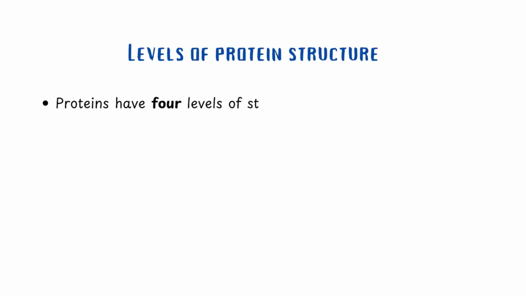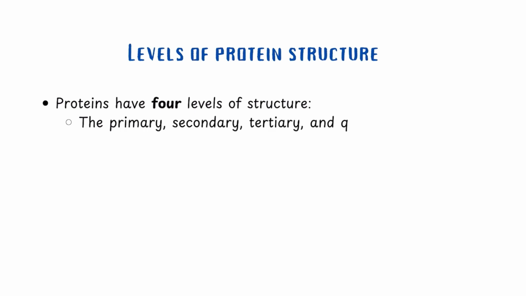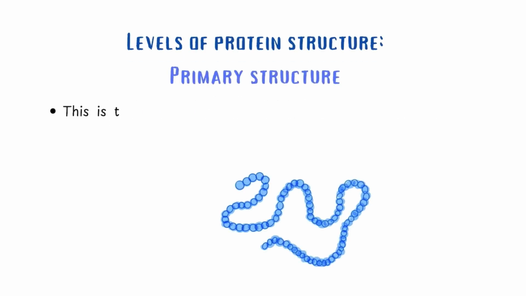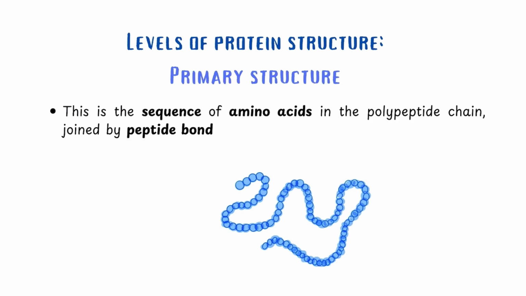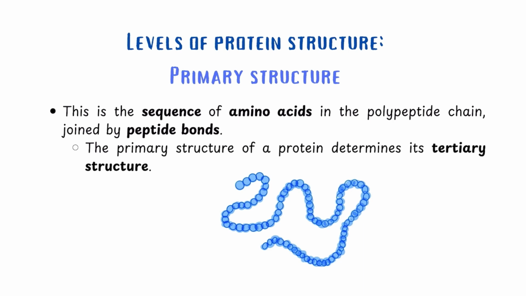Proteins have 4 levels of structure: the primary, secondary, tertiary, and quaternary structures. The primary structure is the sequence of amino acids in the polypeptide chain joined by peptide bonds. The primary structure of a protein determines its tertiary structure.